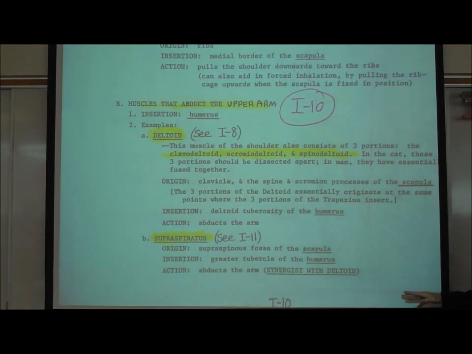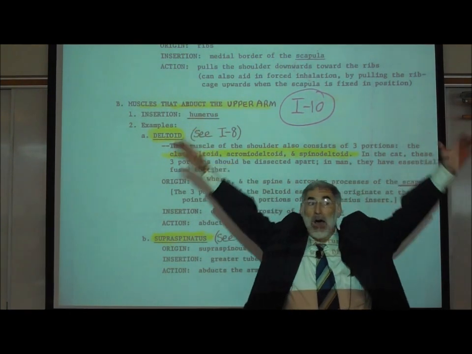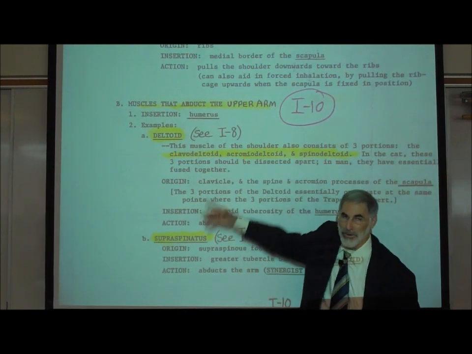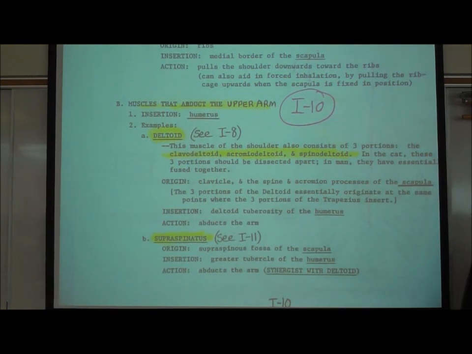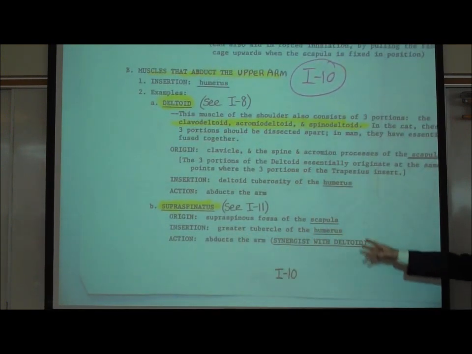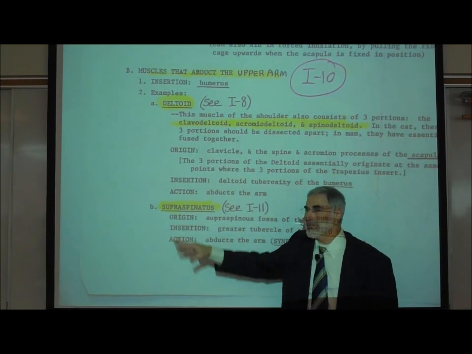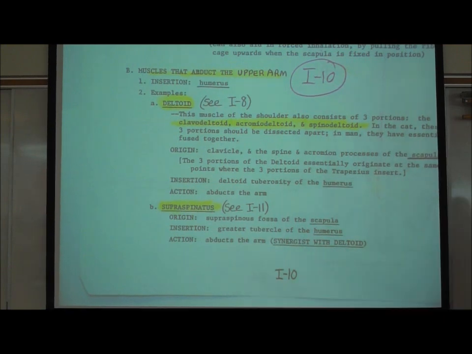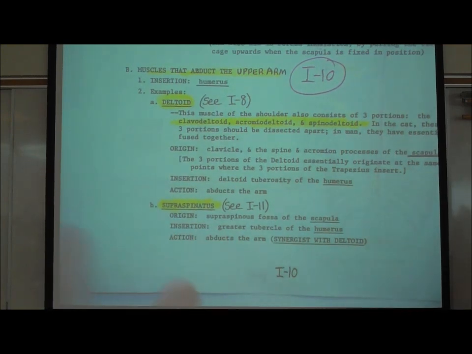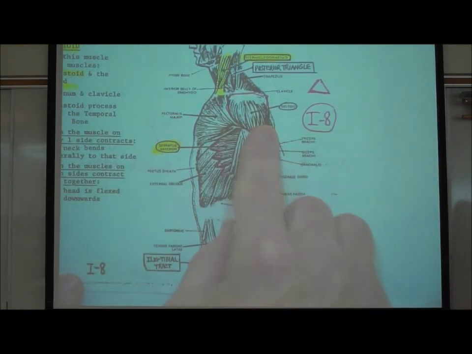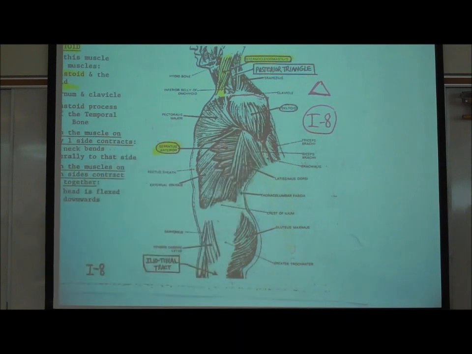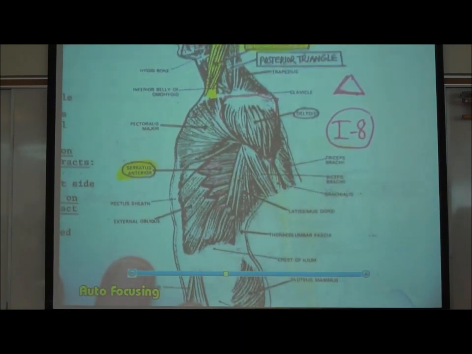There are two muscles that abduct our upper arm. They insert on the humerus. That means they move the humerus. The more important of the two is called the deltoid. The less important is the supraspinatus. Let's look at a picture of the deltoid by looking at page I-8. On the bottom picture, this is the deltoid muscle. It's this prominent muscle on the top of your shoulder.